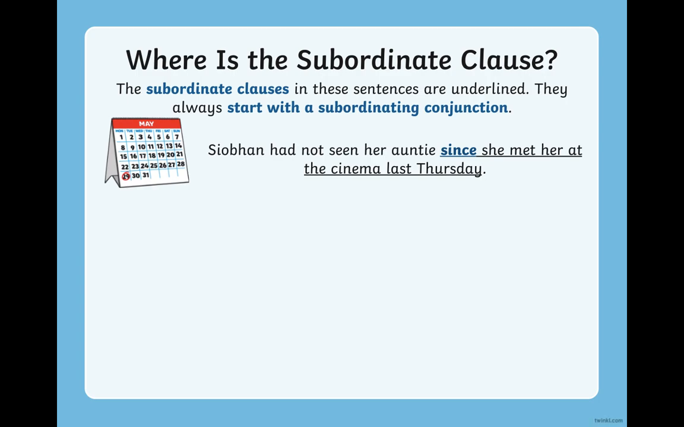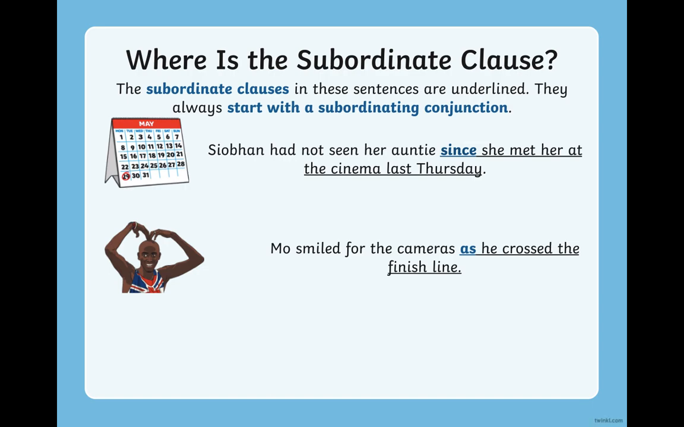Okay, so here are the answers. Siobhan had not seen her auntie since she met her at the cinema last Thursday. So the subordinate clause in that sentence is since she met her at the cinema last Thursday. The main clause is Siobhan had not seen her auntie. That makes sense on its own, that could be a full sentence, but the subordinate clause adds extra detail to it. Mo smiled for the cameras as he crossed the finish line.